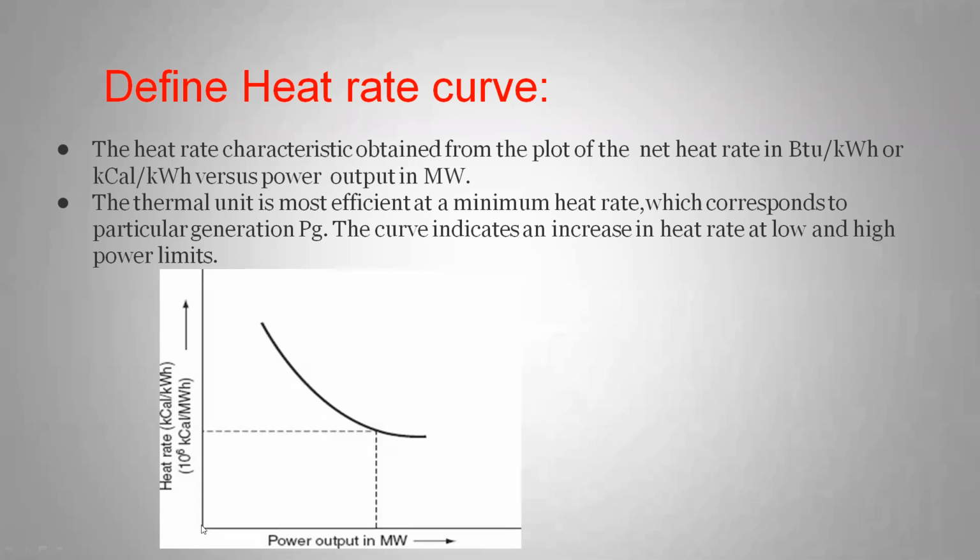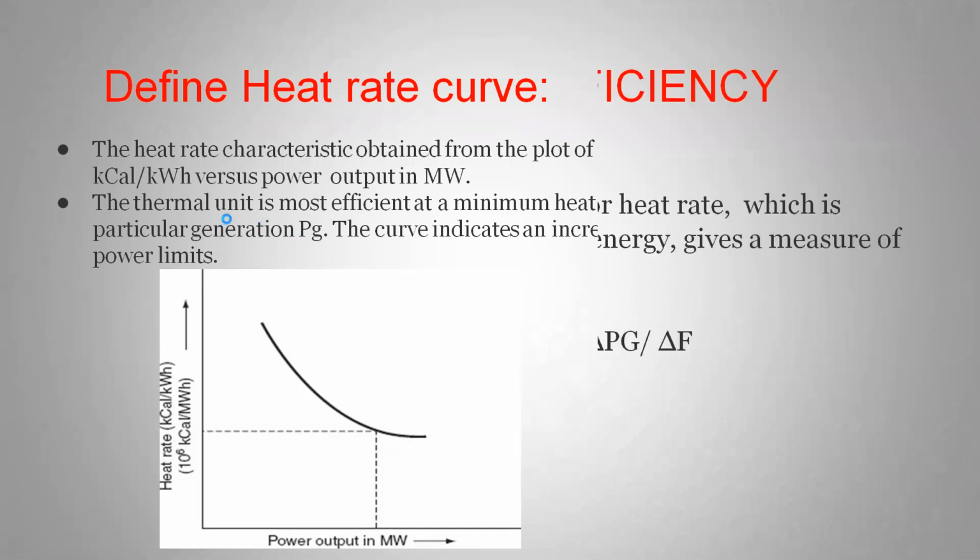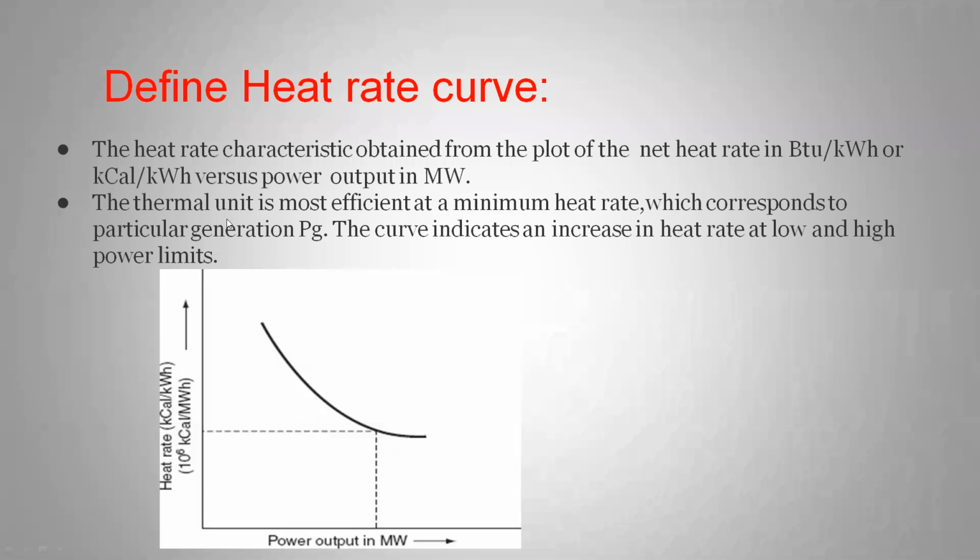Okay, so what is the heat rate? Net heat rate in British thermal unit, BTU by kilowatt hour. The thermal unit is most efficient at a minimum heat rate, which corresponds to a particular power generation PC.